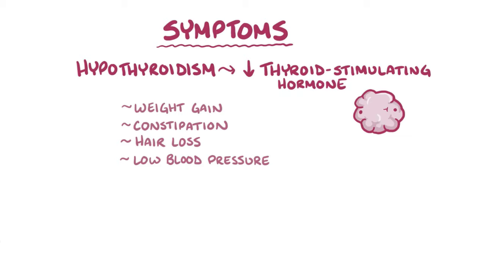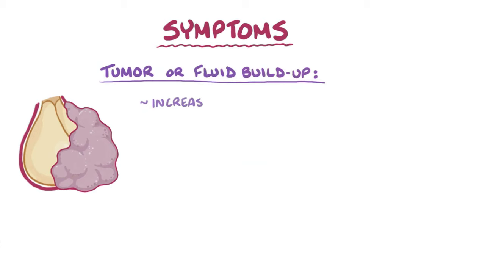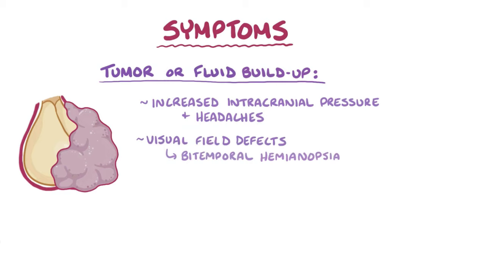Finally, in addition to all the endocrine abnormalities seen in hypopituitarism, if there's a tumor or fluid buildup, it can cause local symptoms like increased intracranial pressures and headaches. The pituitary gland is also close to the optic chiasm, which again is where the optic nerves cross. So any extra pressure in the area will press on these nerves and lead to visual field defects, like bitemporal hemianopsia, where a person has partial blindness in the lateral fields of both eyes.